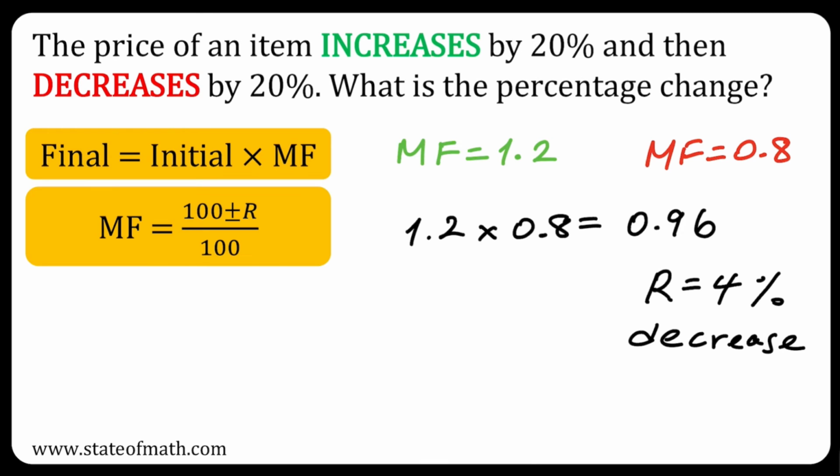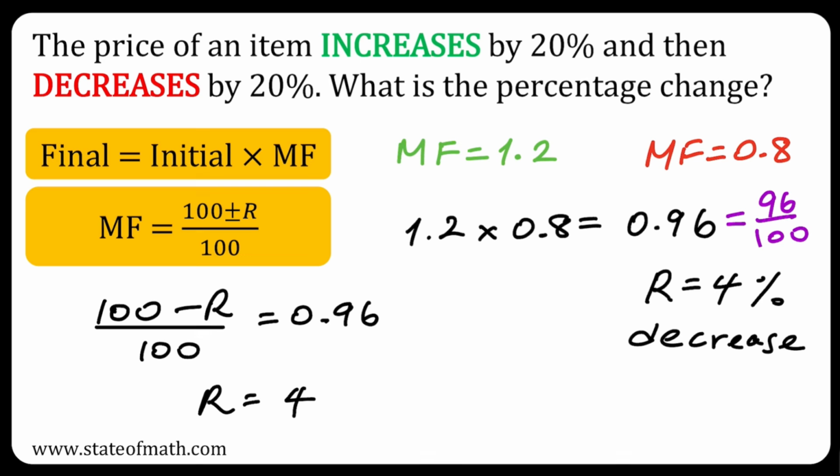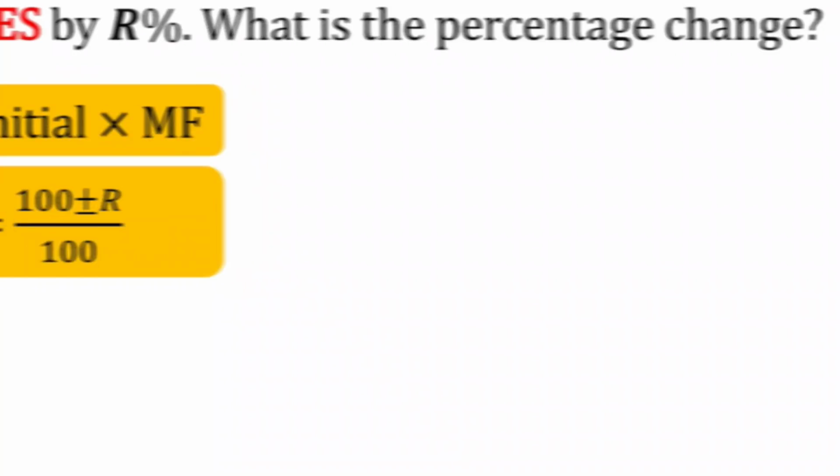If you're not sure, you can write the decimal as a fraction with the denominator being 100. Since this is 4 less than 100, it means we have a percentage decrease of 4%. You can even take the 0.96 and equate it to this expression and solve for r. With enough practice and the use of a calculator, you'll be able to find the answer in a few seconds.